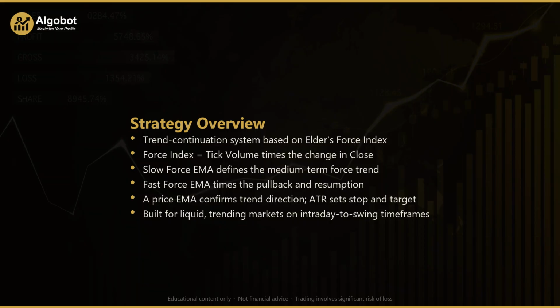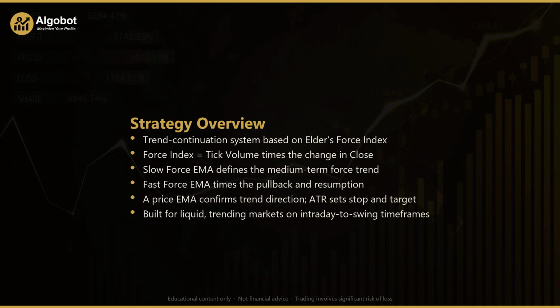A large price move on heavy participation prints a large force reading, while the same move on thin participation prints only a modest one. The strategy then smooths that raw force with two exponential moving averages that play very different roles. The slow force average, with a classic length of 13, represents the force trend. While it stays positive, buyers are considered to be in medium-term control. While it stays negative, sellers are. The fast force average, with a classic length of just 2, is the timing tool. It swings back and forth across the zero line on every small pullback and every fresh push.